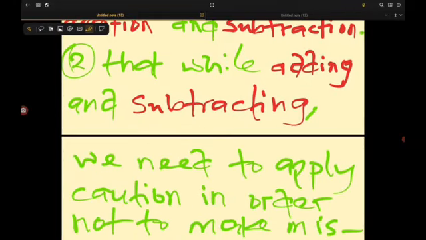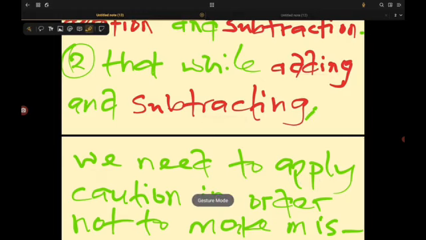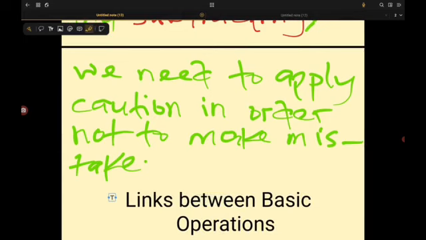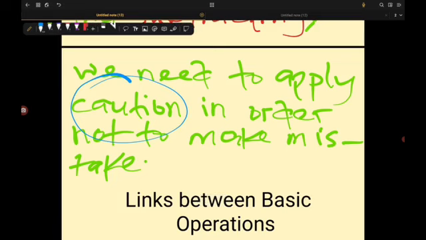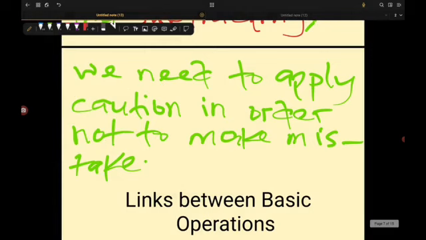Then two, that while adding and subtracting, we need to apply caution. Even though addition and subtraction look very, very easy, there will be need for you to apply caution, in order not to make unnecessary mistakes. So now let's move.